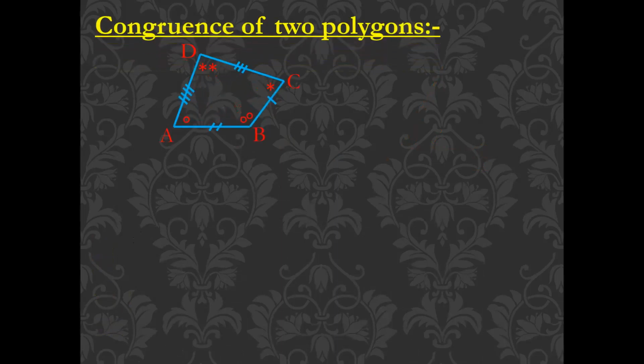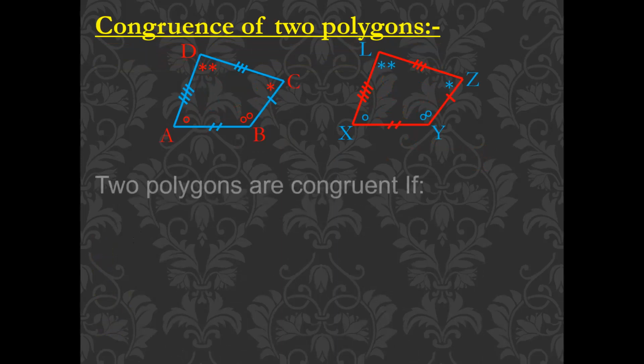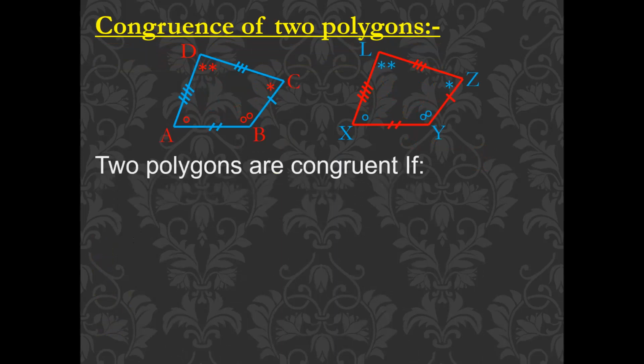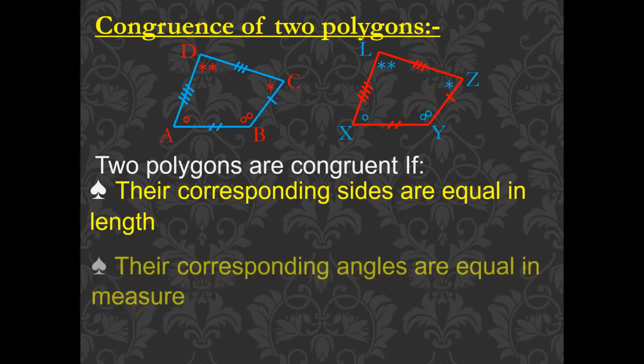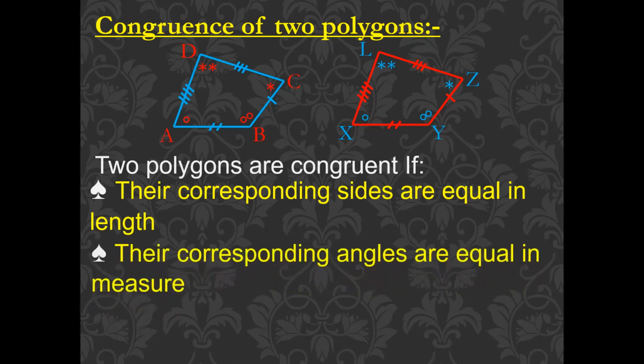Congruence of two polygons. If we have two polygons, ADCB and XLZY, the two polygons are congruent if their corresponding sides are equal in length and their corresponding angles are equal in measure.